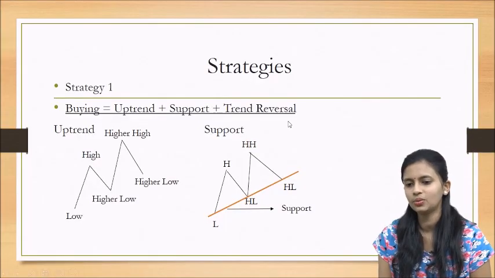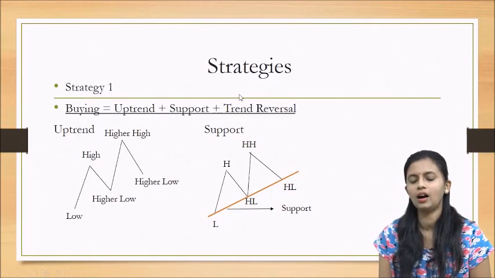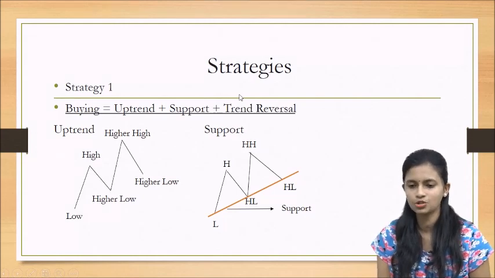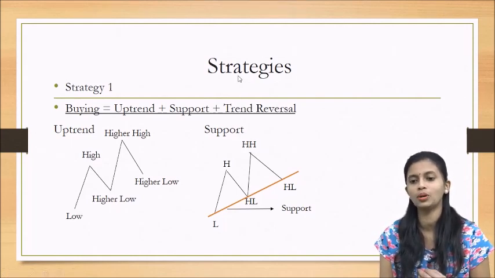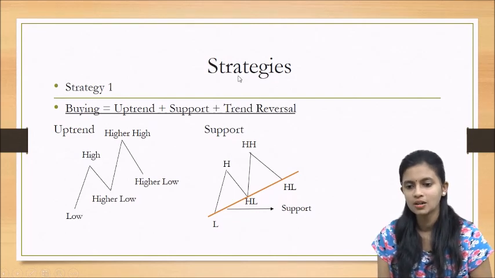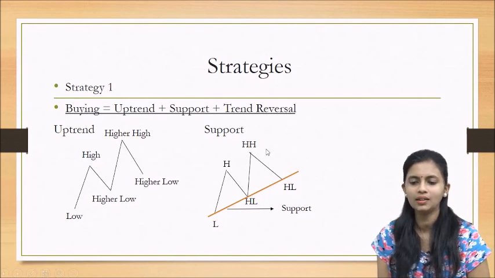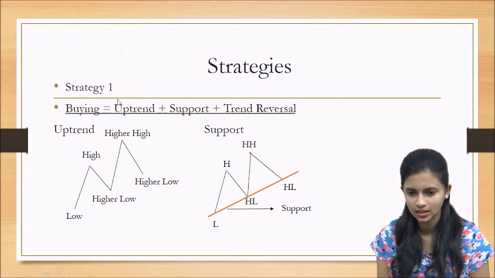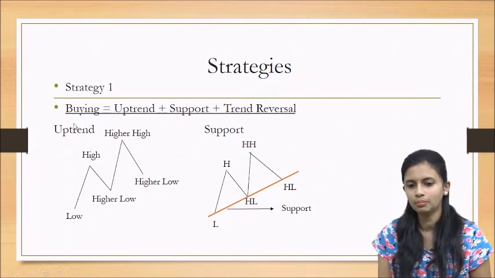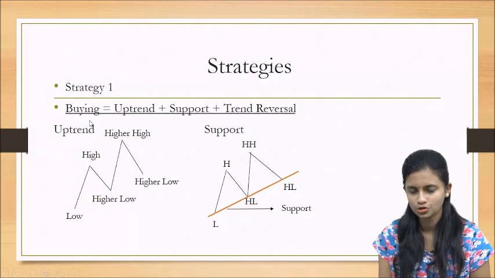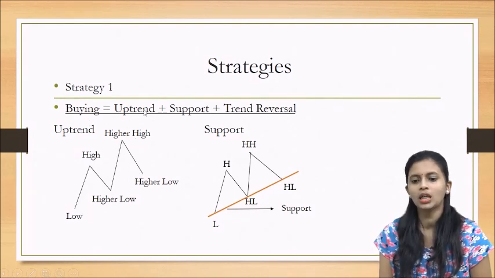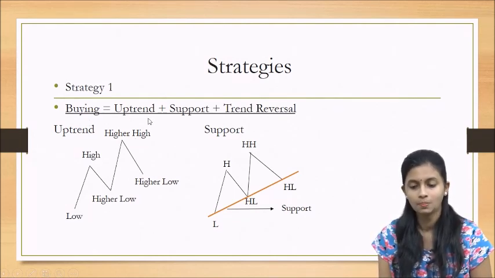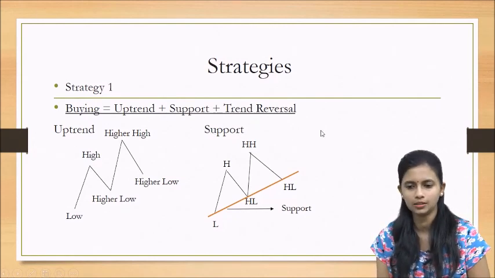Next, let's look into strategies. I have two good, effective strategies over here. If you implement them under the proper setup by following the same rules which I have given here, then you can definitely make something good out of it. So the first strategy is, let's take it for the buying opportunity. If you are looking for a buying opportunity, then as per this strategy, there should be uptrend, plus there should be support, plus there should be trend reversal pattern.